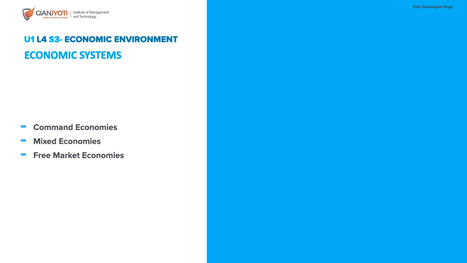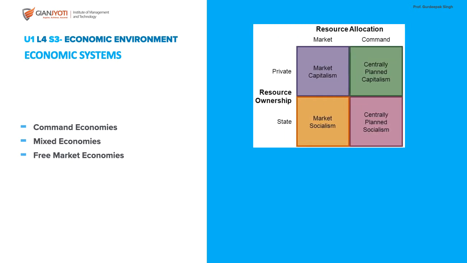When we talk about the economic systems, generally in the global arena, you have the command economies, the mixed economies, and the free market economies. If you look at this diagram, on the x-axis you have the resource allocation, and on the y-axis you have the resource ownership. So the ownership moves from state to private. Either it is owned by the state, that is by the country, or by the private sector. Similarly, resource allocation is in terms of market and command.